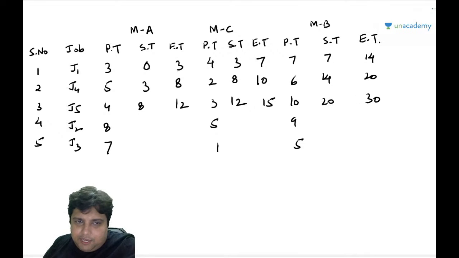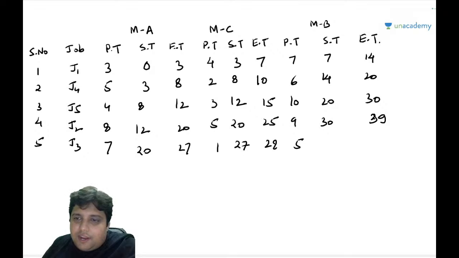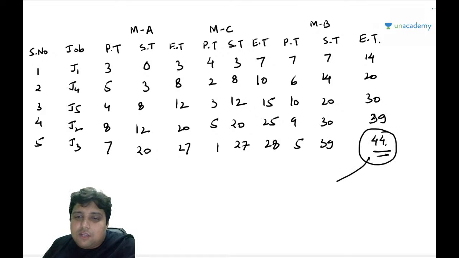This becomes 30. 12 plus 8, 20. So the machine is free, but the job came late. So 20, 25. The machine is not yet free. So 30, 39. 20, 27. Machine is free. Job has not yet arrived. So 27 plus 1, 28. This is 39 plus 5. That is 44.